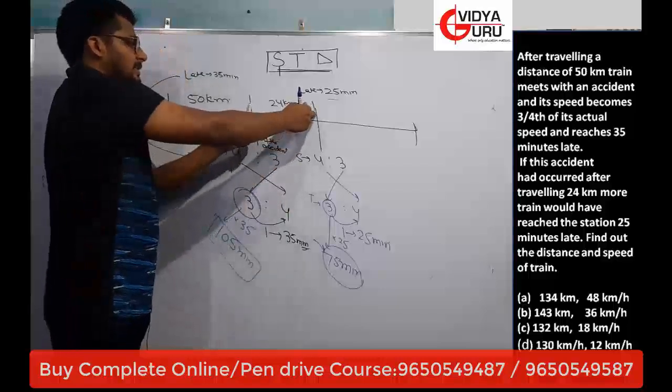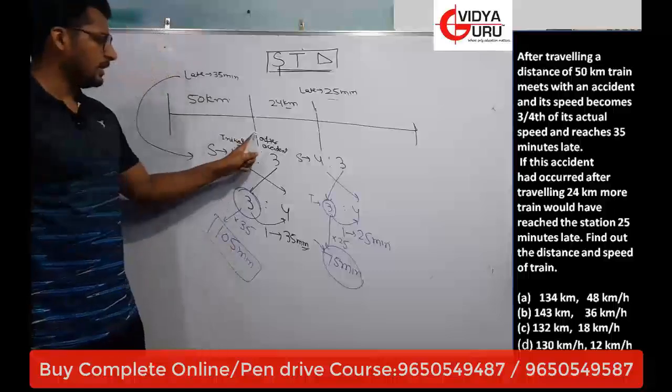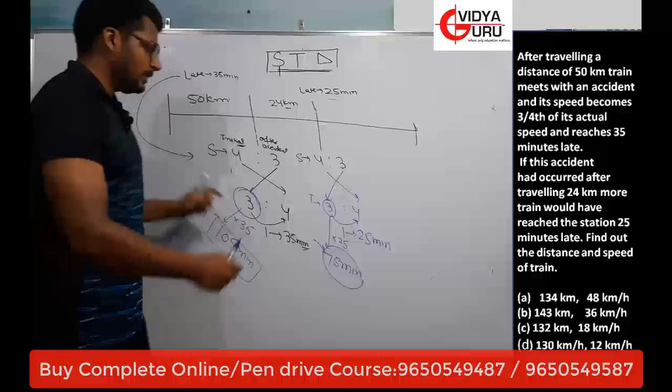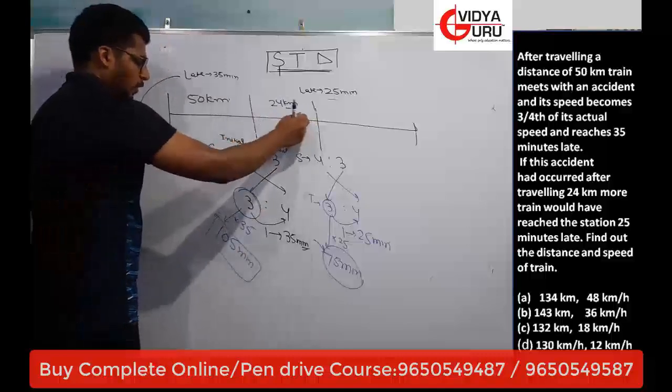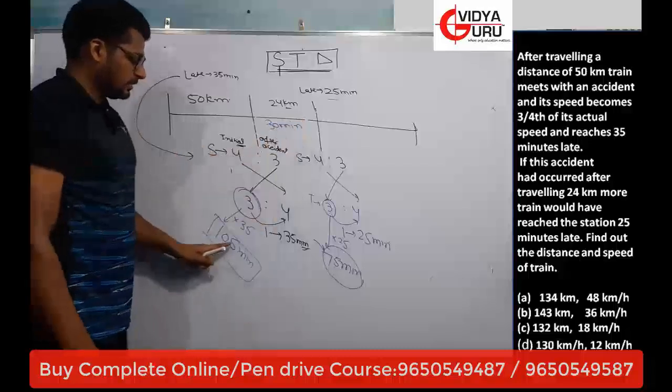Then this distance was covered by the train in how much time? It is the difference, because from here it takes 105 minutes and from here it takes 75 minutes. Then this distance is covered in how many minutes? 30 minutes.